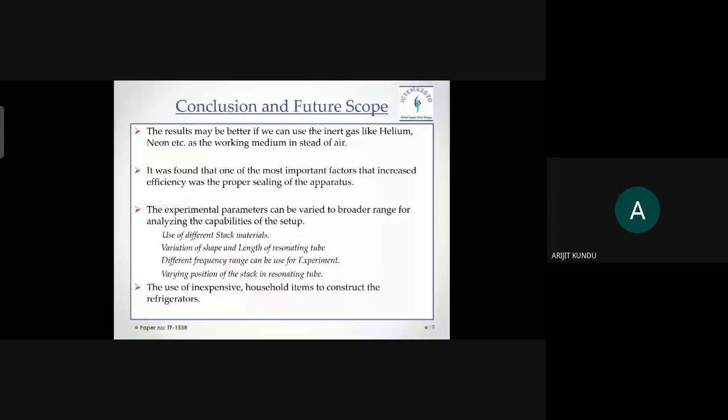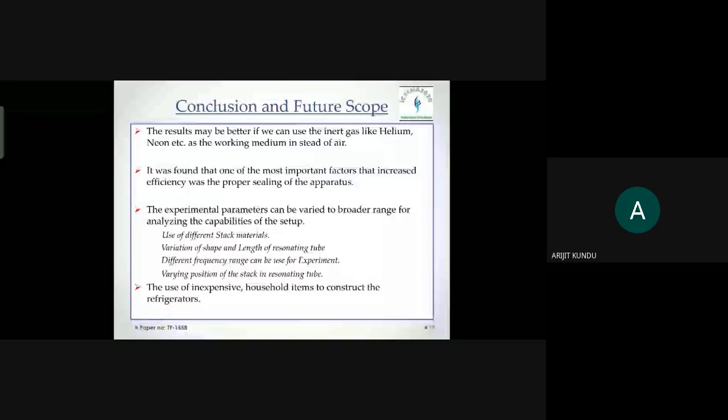The experimental parameters that I have written in my slide can also be increased. Experiments can be made with many more stack materials. Variation of the shape and the length of the resonating tube can be experimented with, different frequency ranges can be used, and the position of the stack in the resonating tube can be varied, which I have written in my literature review that Sri Ramakrishna Institute of Technology students are doing.